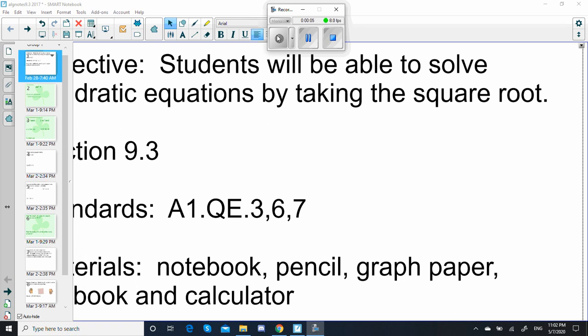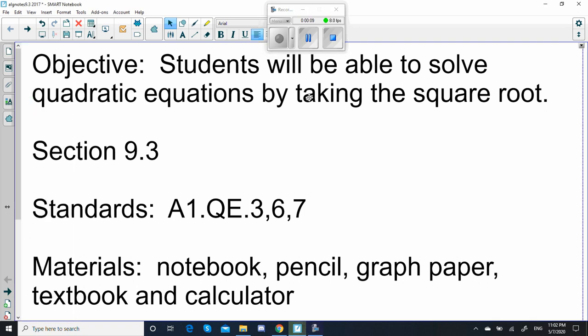We're getting to do section 9.3, which is solving quadratic equations by taking the square root. So far we have solved them by graphing, and this is our second method. We've actually also solved in chapter 8 by factoring. So we've done factoring and we've done graphing, and now we're going to do solving quadratics by taking the square root.